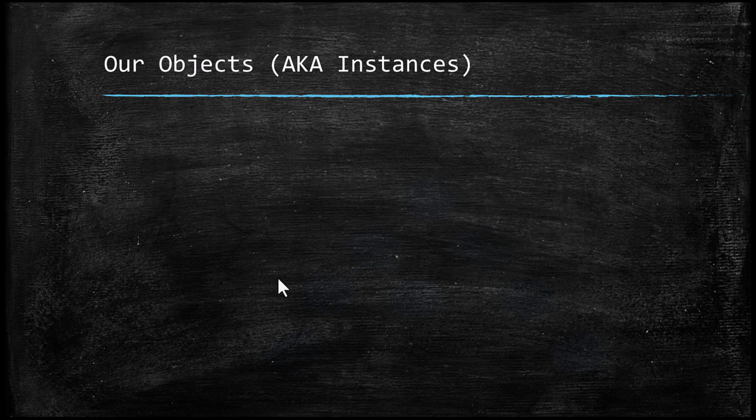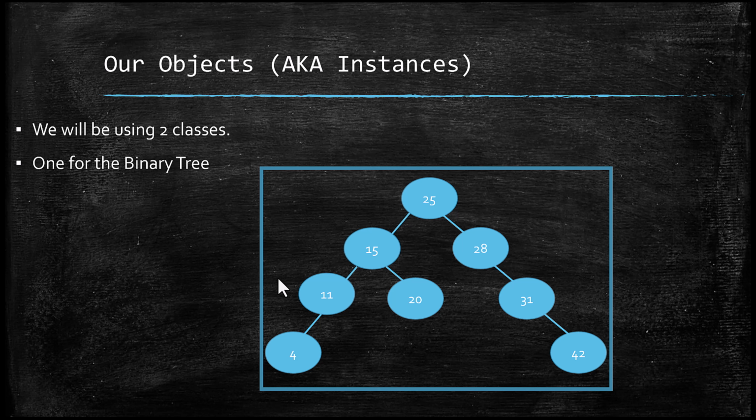So let's take a look at the objects we're going to need, also known as our instances. So we're going to be using two classes, one for the binary tree. And here is the binary tree.